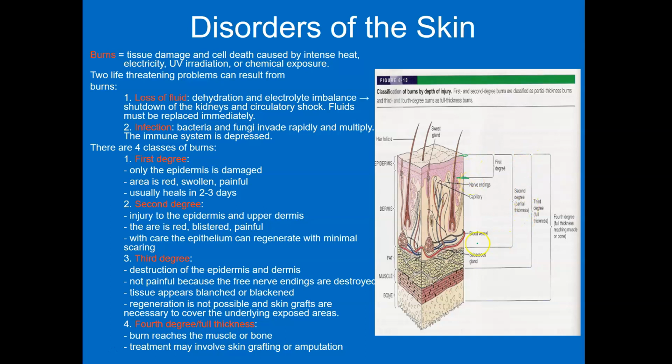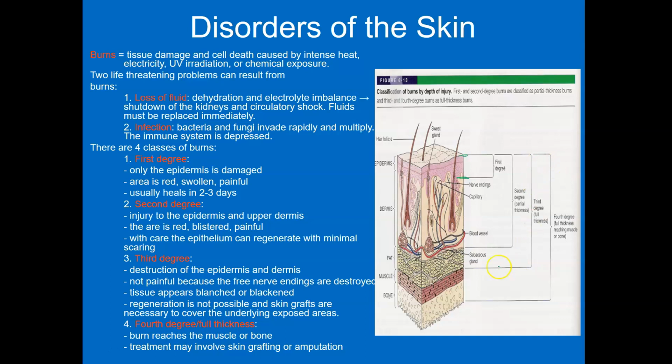Second degree burn, you have quite a degree of thickness happening. You injure the epidermis and most of the dermis, actually. It says upper dermis, but most of the dermis, frankly. It gets blistered. It's really painful. The epithelium can regenerate, but it takes time. Sometimes there is scarring. Most of the time you're okay.